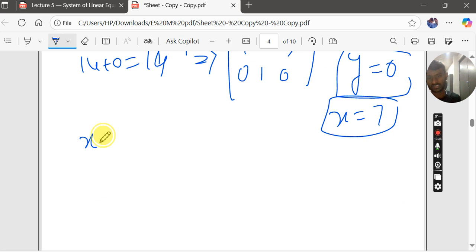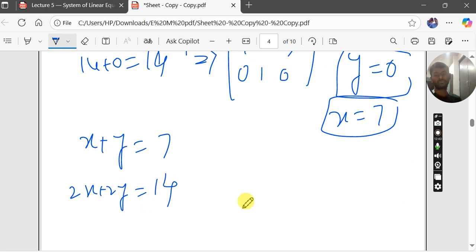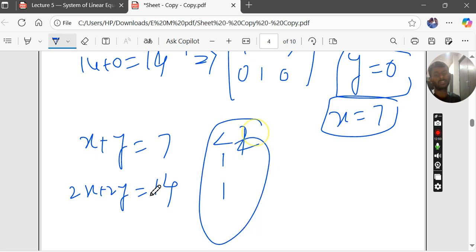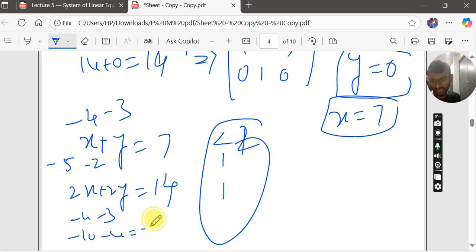Okay, let's go to one more question. Let's say we're having x plus y equal to 7 and 2x plus 2y equal to 14. We can observe here rank of A will be 1 and rank of AB will be 1. So it is less than the number of unknowns, so here we will get infinitely many solutions. Why? Because if I keep here minus 4, minus 3, again minus 4, minus 3, it is a solution. Again when I keep here minus 5, minus 2, and here also minus 10, minus 4, it is a solution. So here we will get infinitely many solutions.